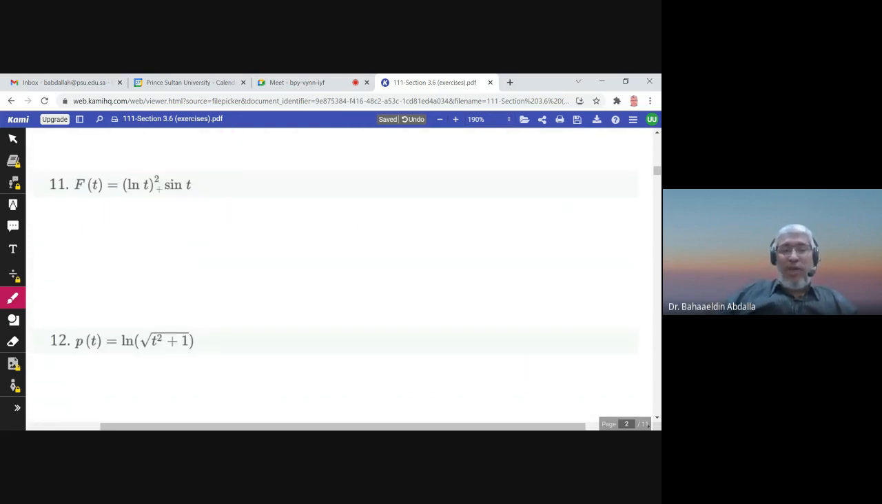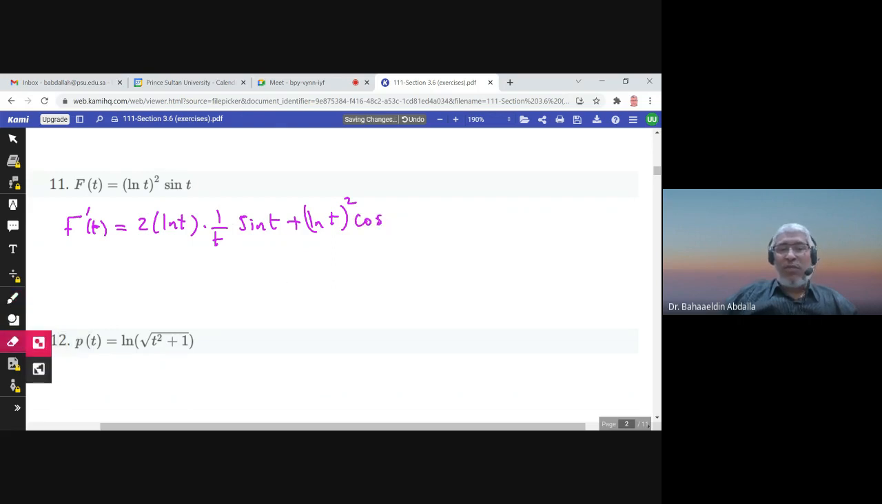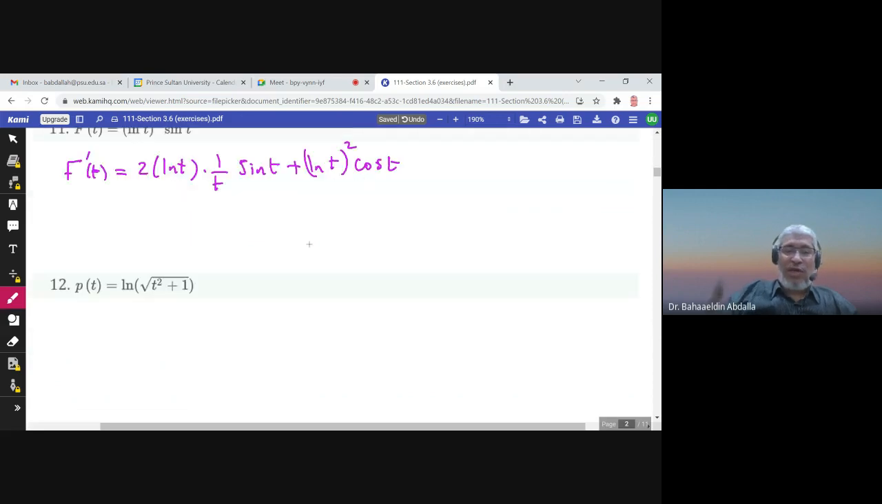I have here a product of two functions. So h prime of t would be, I use the product rule, derivative of the first function, 2 times ln t to the power 1 times the derivative of ln t, which is 1 over t, times sine t, plus the first function, which is ln t to the power 2, times the derivative of sine, which is cosine t. Okay, and that's the answer. I can write t below. It's okay, I leave it like this.